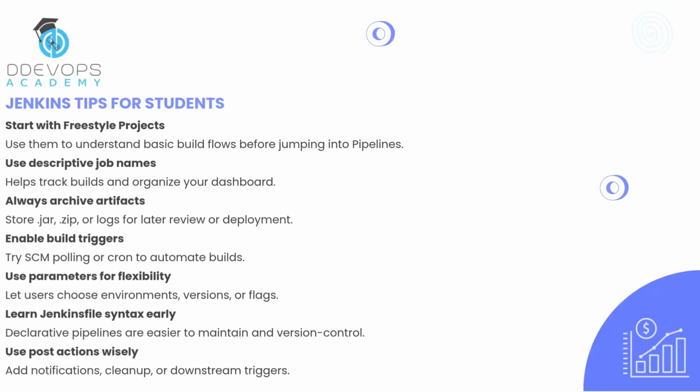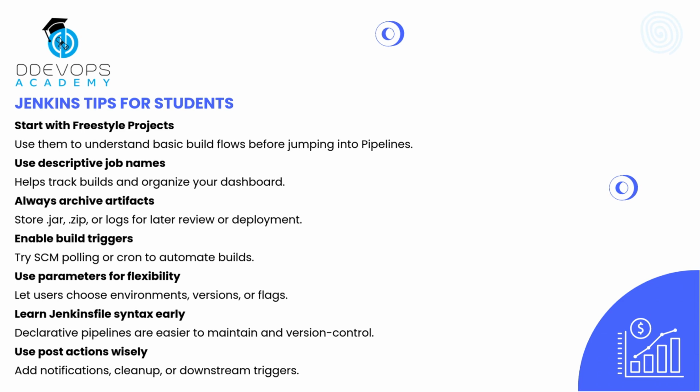Here are some key Jenkins tips for beginners. Start with freestyle projects to learn the basics, then move to pipelines. Use clear job names and always archive artifacts for reuse. Automate builds with triggers and add parameters for flexibility. Learn Jenkinsfile syntax early, and use post actions for notifications, cleanup, or downstream jobs. These practices build a strong foundation for mastering Jenkins.